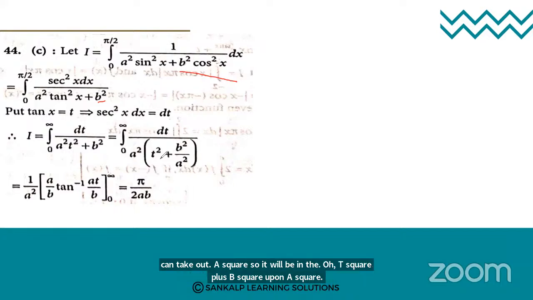On simplifying further, 1 upon a square is constant, and this is of the type x square plus a square, whose integral is 1 upon a tan inverse x by a. By making use of the result we get a by b tan inverse of at upon b from 0 to infinity, and on substituting the limit we get pi upon 2ab. So pi upon 2ab will be the final answer.